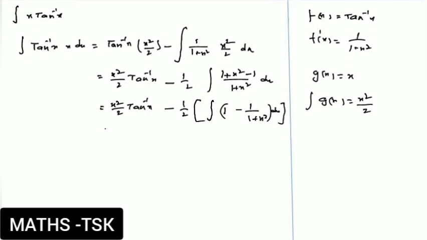So you can write the formula now. x square by 2 tan inverse of x minus 1 by 2 into integration of 1 is 1 by 2 into x, minus plus integration of 1 by 1 plus x square is tan inverse of x plus c. That is the integration of x tan inverse of x.